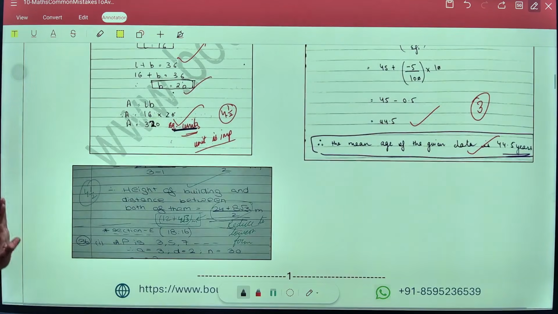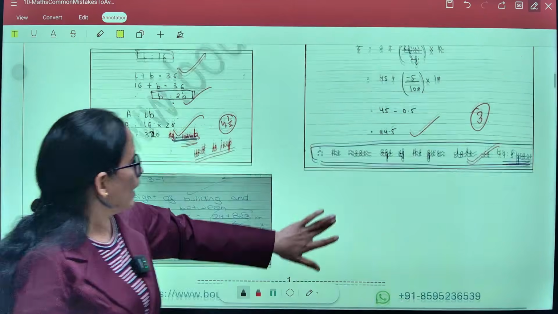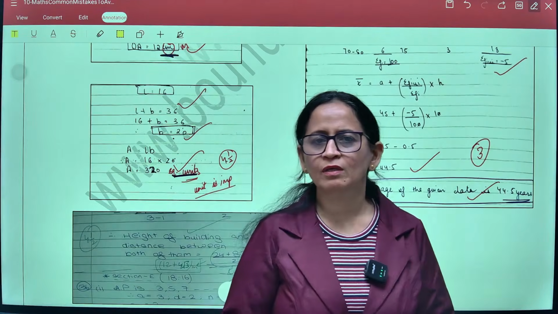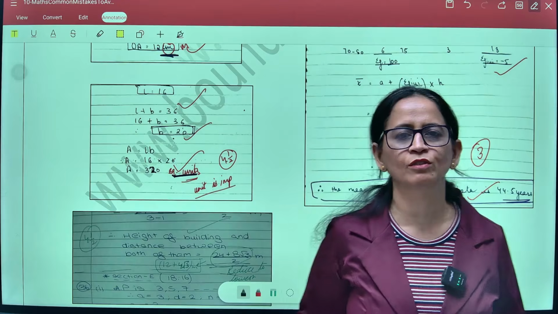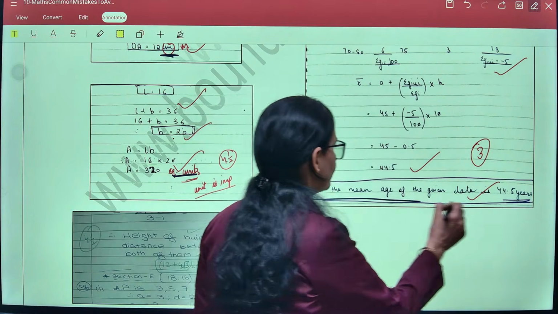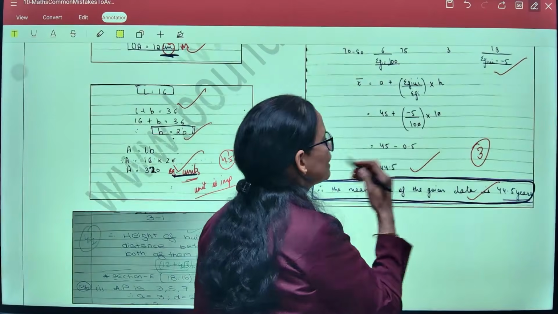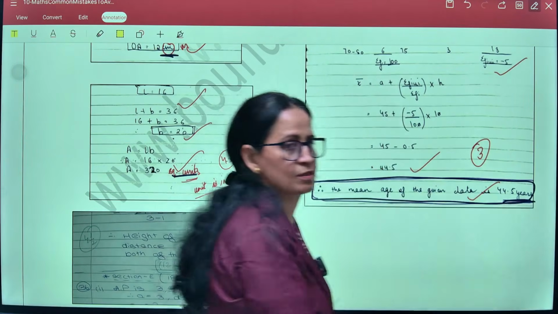Write your answer in the lowest form. Reduce it to lowest form wherever needed. And if you have an irrational expression in the denominator, always rationalize it before writing the final answer statement. Highlight your answer in a box, or at least underline it and write the answer statement with proper units.